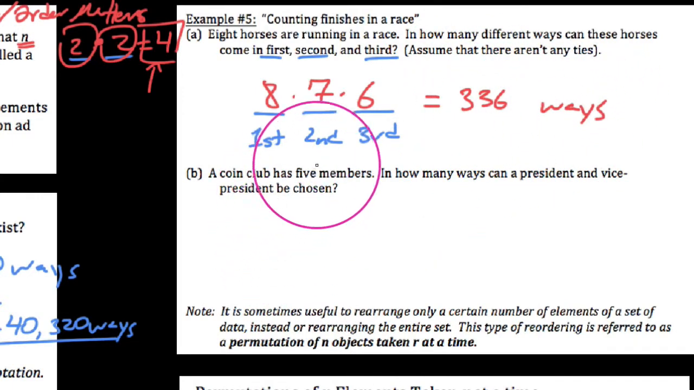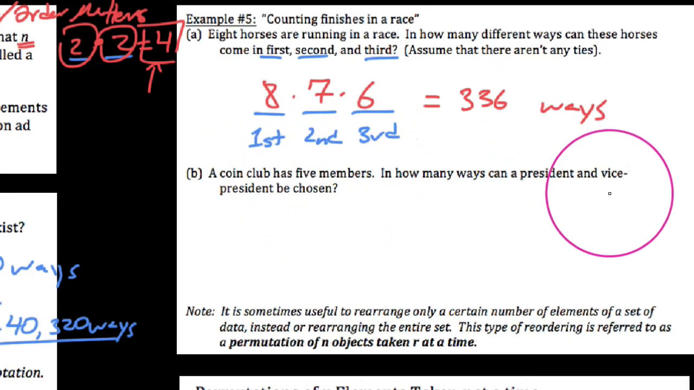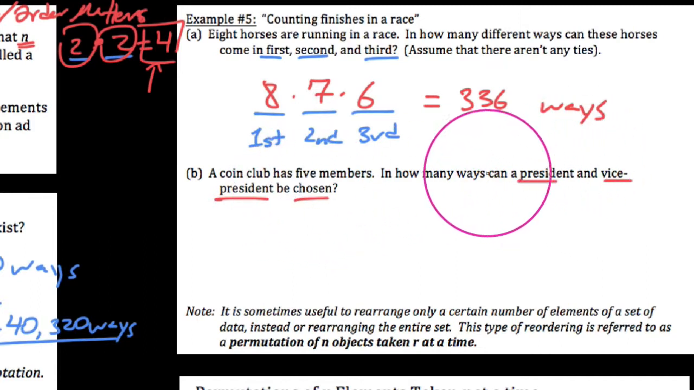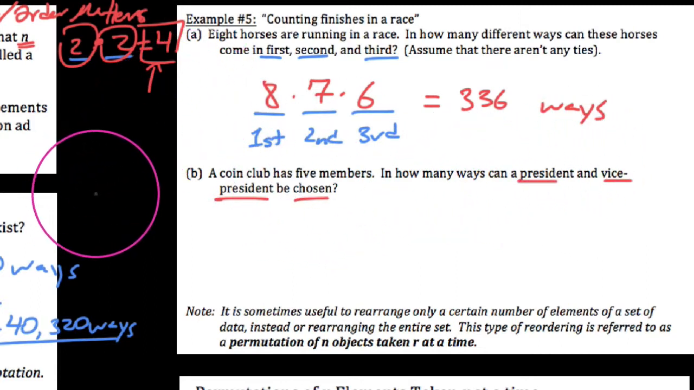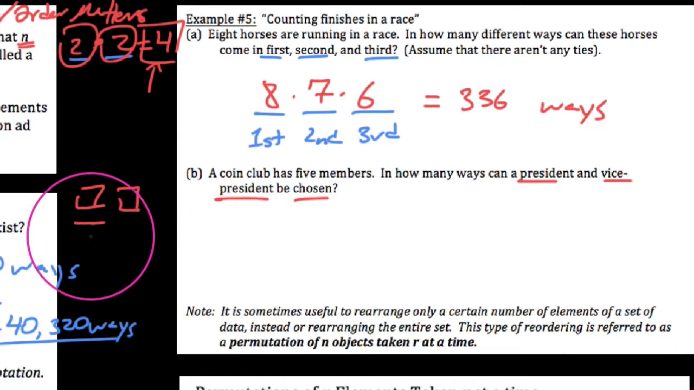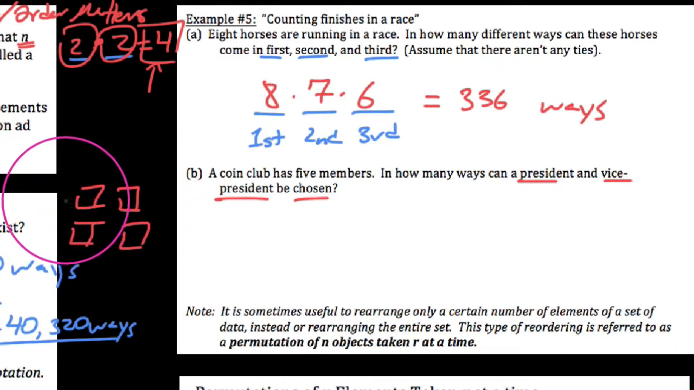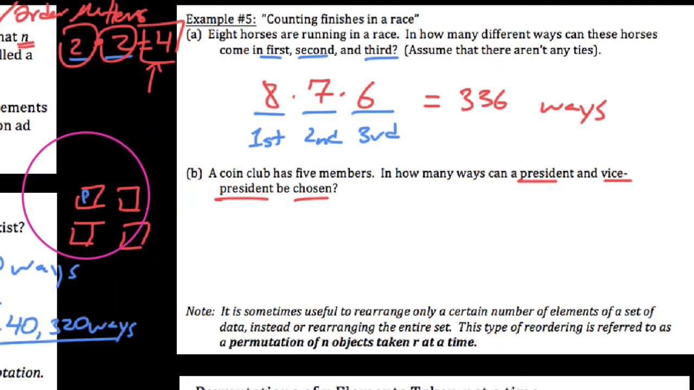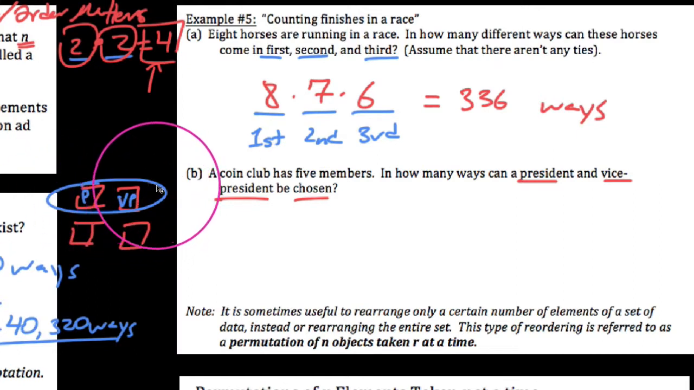Also, say a coin club has 5 members, and how many ways can a president or vice president be chosen? So you notice the words president and vice president. This indicates that order actually matters here. That is, if I had 4 people running for president and vice president, it's different if I choose this person as president and that person as vice president than the reverse. Even though I chose the same two people, order matters here.